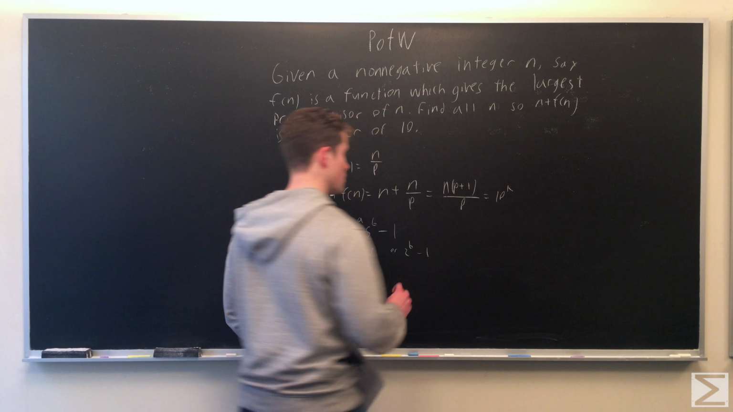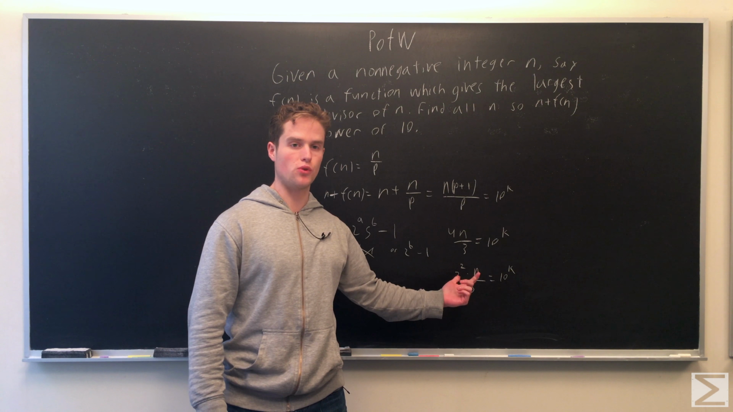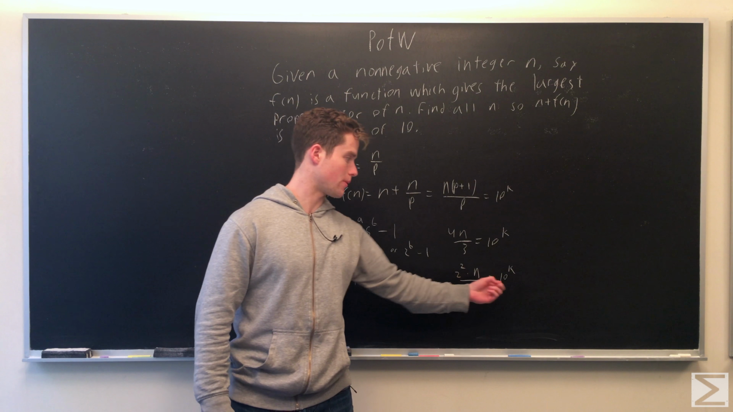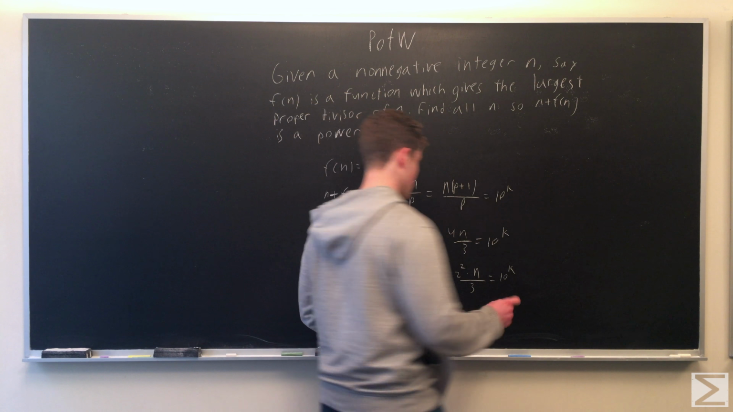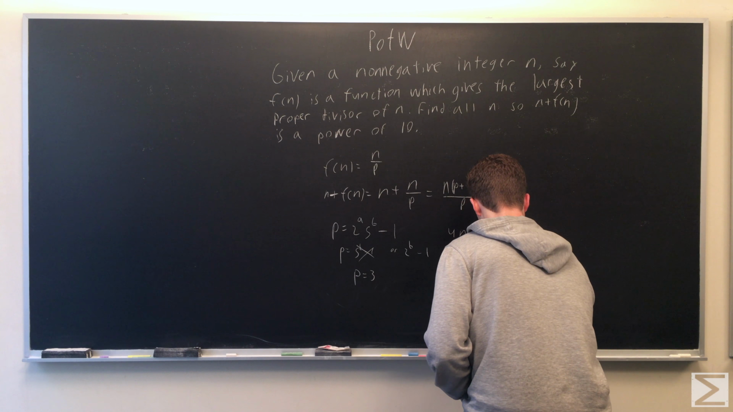So really, plugging in p equals 3 in our original equation here, we get 2 to the 2 times n over 3 equals 10 to the k. If n has a divisor of 2, this would contradict 3 being the lowest prime. So our lowest prime is 3. n must have at least 2 5s in it and 1 3 for this to become a power of 10. So n must equal 5 squared times 3, which is 75. And this is our only solution.